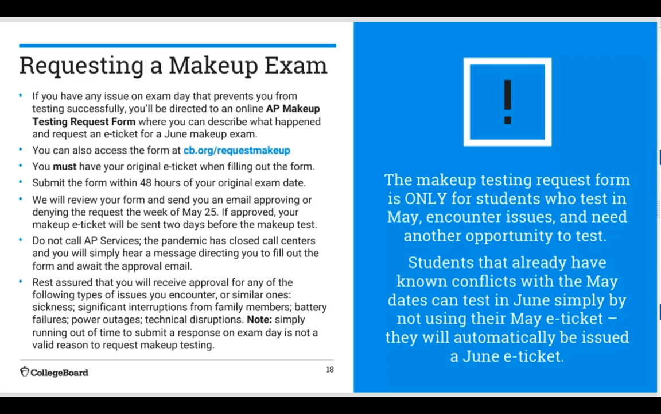A makeup exam. Any sort of issue on exam day that prevents you from testing successfully, like I said, your power goes out in the middle of the exam or something like that. You can request a makeup at cb.org/requestmakeup, and you must have your original e-ticket when you fill out that form. Then you have to submit it within 48 hours of your original exam day. So you can't decide like a week later, oh man, I did have a problem, and then try and submit it. If you had a problem, submit that ASAP.